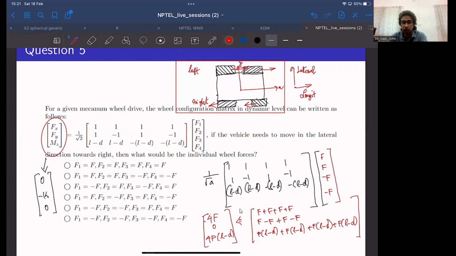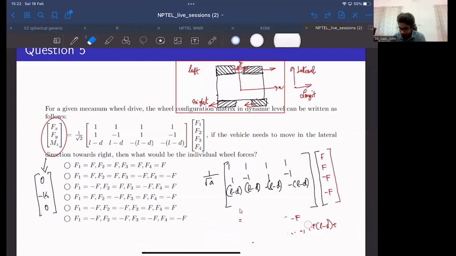So obviously this is not the form that we are looking for. We would only want a component in the second row, or along the Fy direction. So option 3 is not the right choice. Then what would be the next option? What would be option 4?